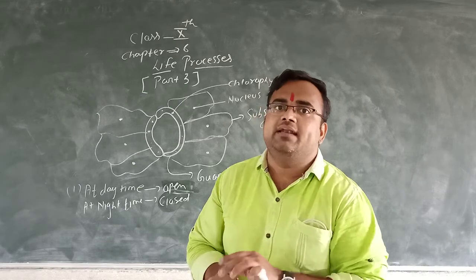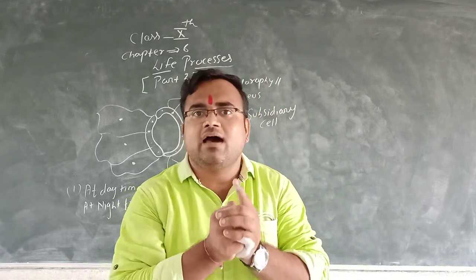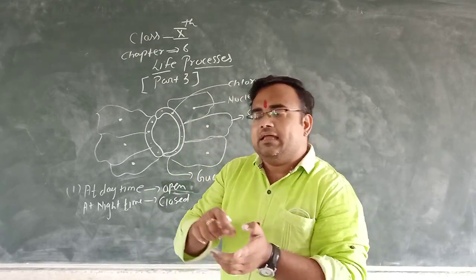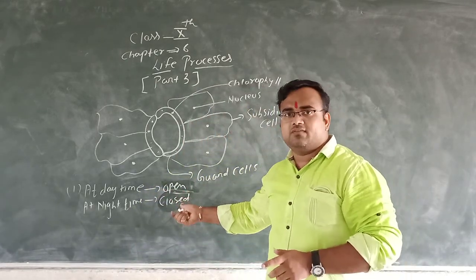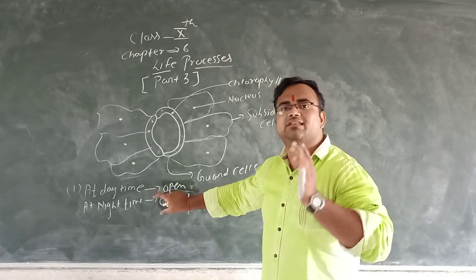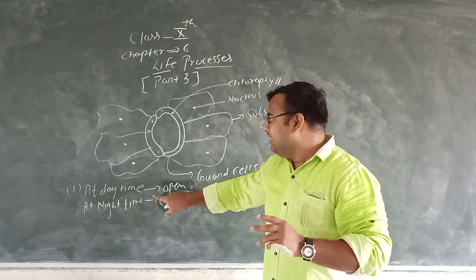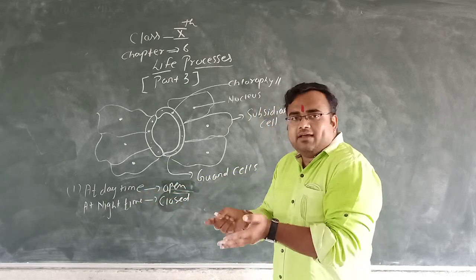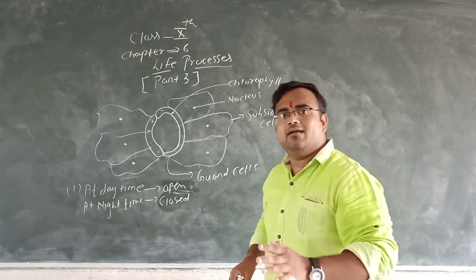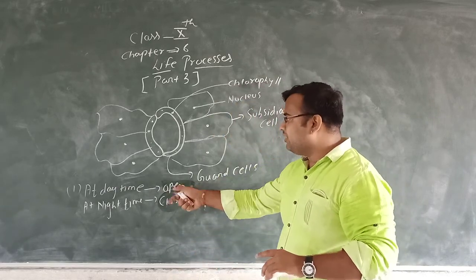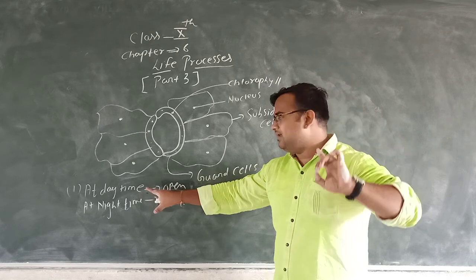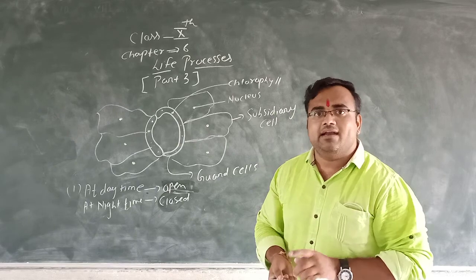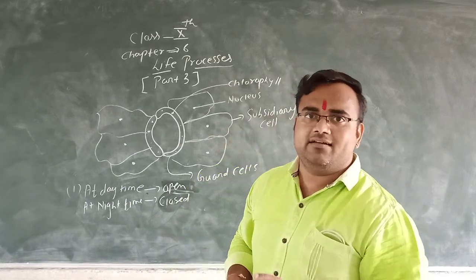But in desert plants, the stomata are closed at daytime and open at night time. Just the reverse of this process. This process is for the general plants. In desert plants, the stomata are just the reverse of it: at daytime the stomata are closed, and at night time the stomata are open.